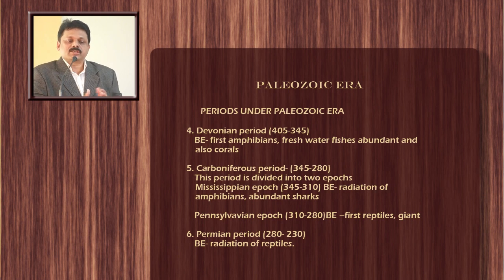and the major biological event that took place during the Mississippian epoch is a radiation of the amphibians. Not only that, the Mississippian epoch also saw the abundance of the sharks.